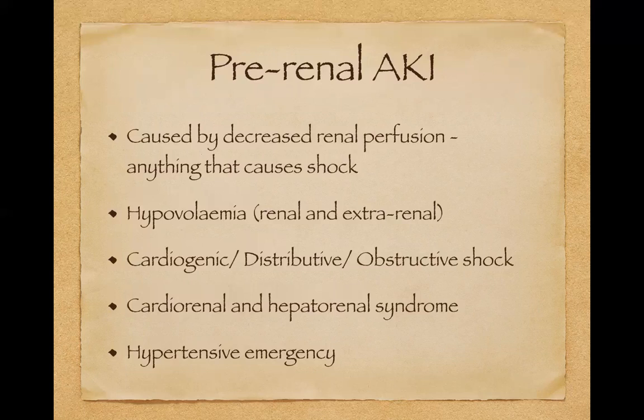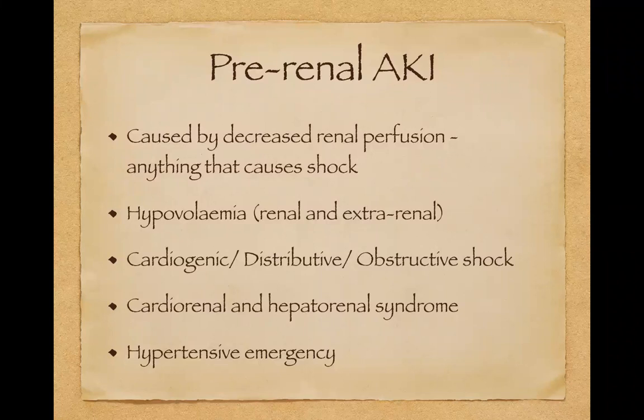So renal would be things like anything that causes diuresis by the kidneys, and extra-renal would be like your GI losses, hemorrhage, and things like third spacing, even sepsis, causing a relative hypovolemia. And then your other causes of shock, so your cardiogenic, your distributive, which will include like your anaphylactic shock, your neurogenic, as well as your septic shock, and obstructive shock as well. Then you get your cardiorenal and hepatorenal syndromes, which is basically where your diseases of your heart and your liver actually also cause dysfunction in your renal or kidney dysfunction as well.